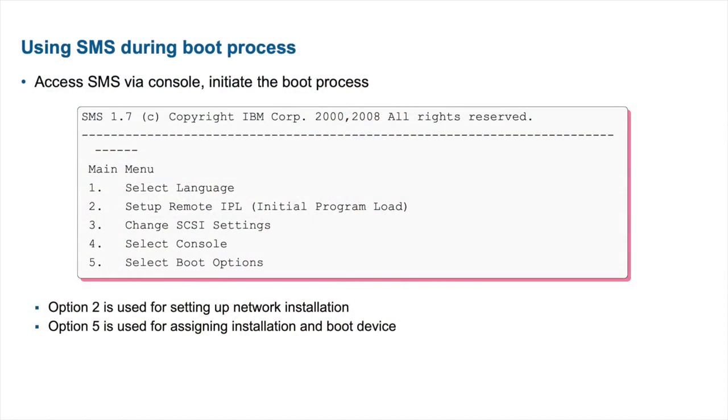This layer is difficult to navigate, so IBM added a layer of code named the System Management Services, or SMS, to assist with operations at this level. This is some of the easiest to use boot software I've seen. There are only 5 options in the main menu. Option 2 is typically used to set up network installation, while option 5 is used to see more boot options, including picking a boot device.